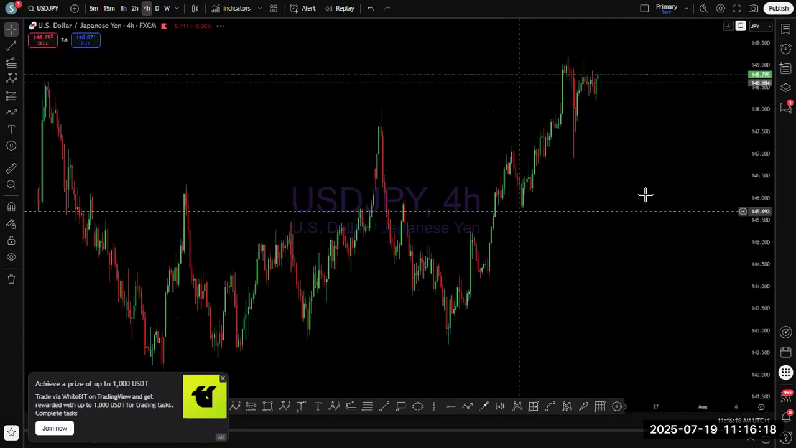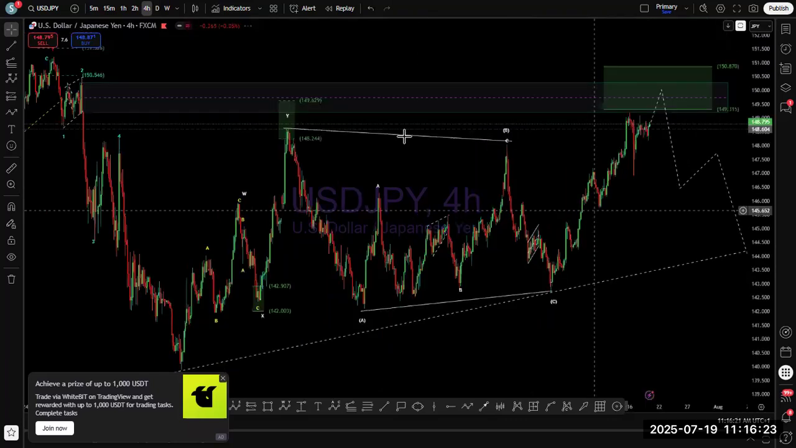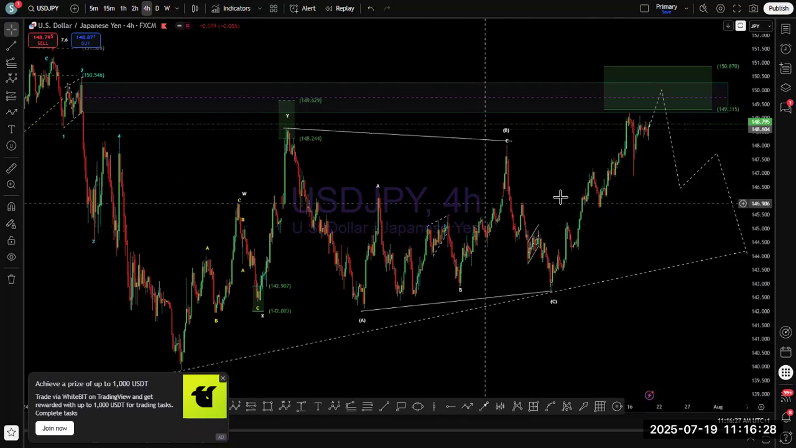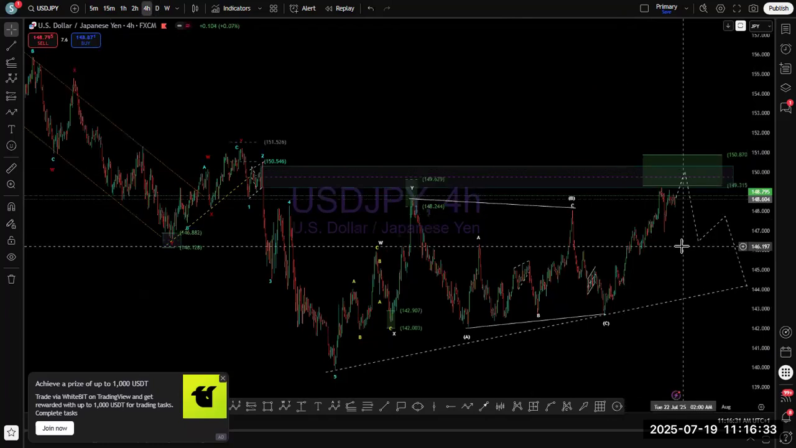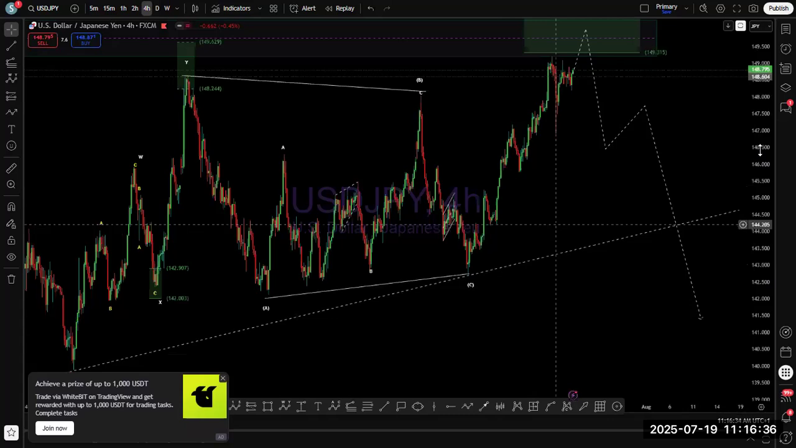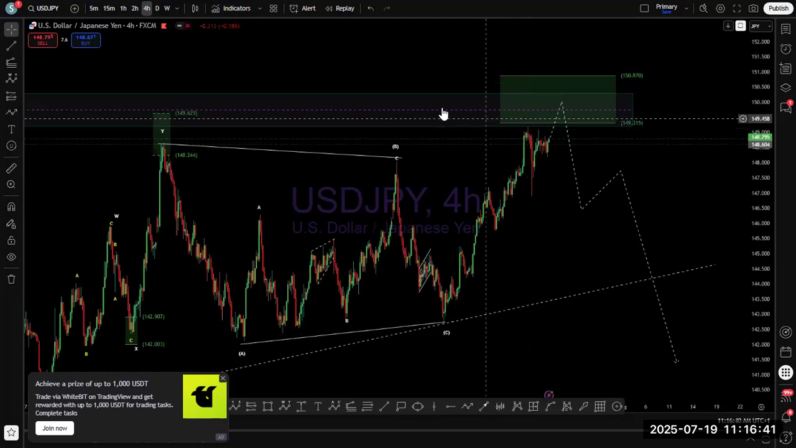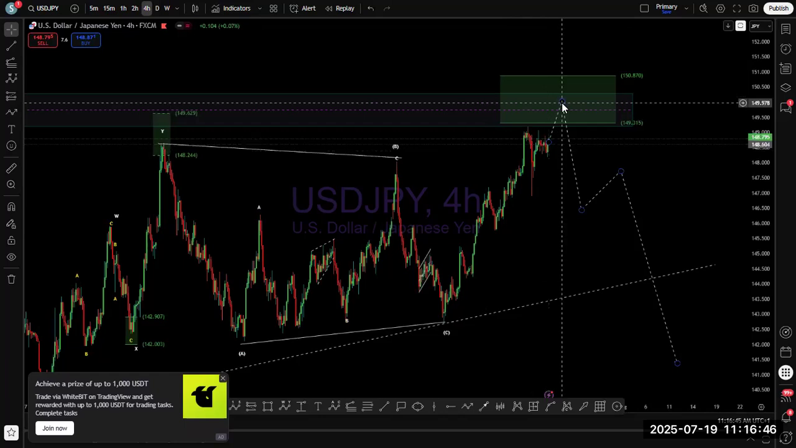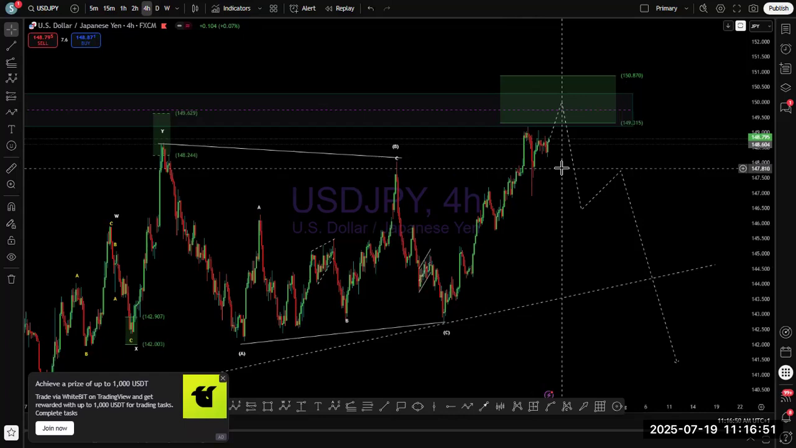USJPY is giving us a complex correction anyway, but it's a very big correction. After that, it will begin to drop again. So now, what do we expect? We have a reversal zone. They coincided, this one and this one. So I will likely see it go up again before the selling. So I don't think buying it from here makes sense for now.